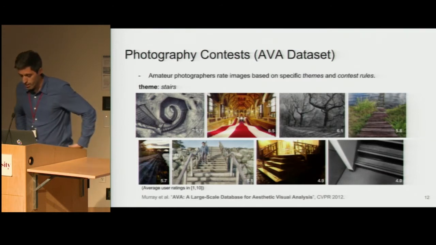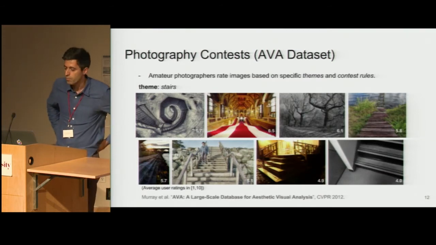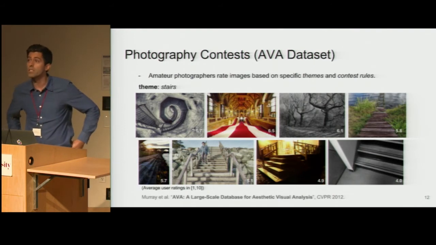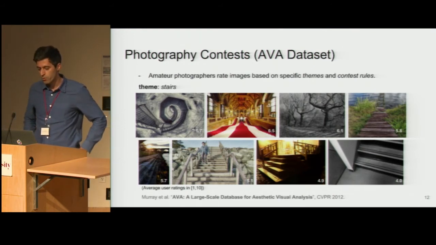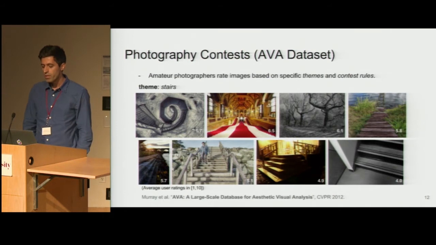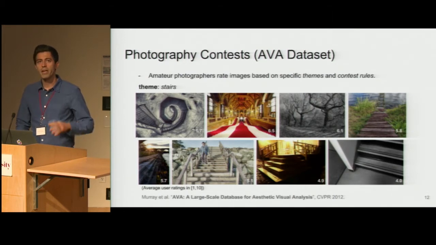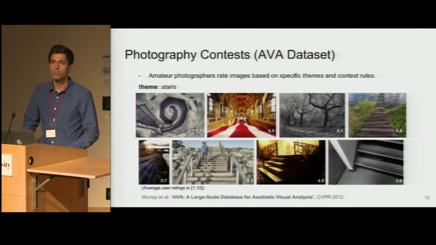The data that we used for training NEMA is called AVA. This is from a paper in CVPR 2012. It roughly contains 250,000 photos, each photo rated by a couple hundred amateur photographers.